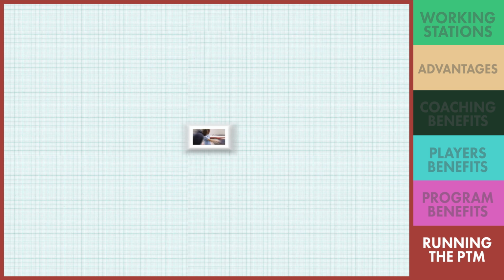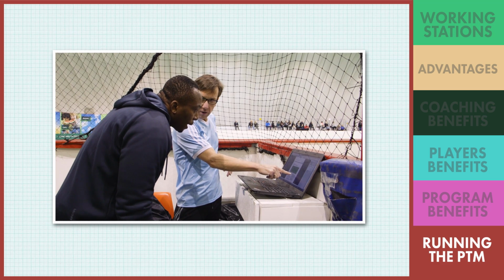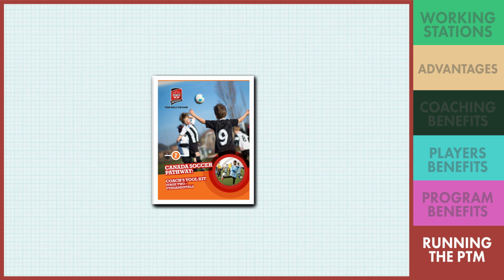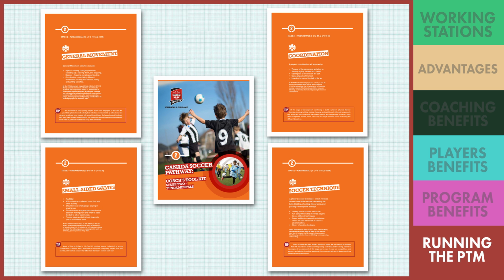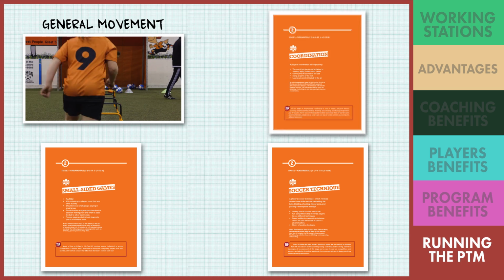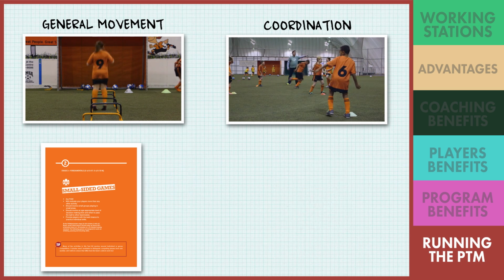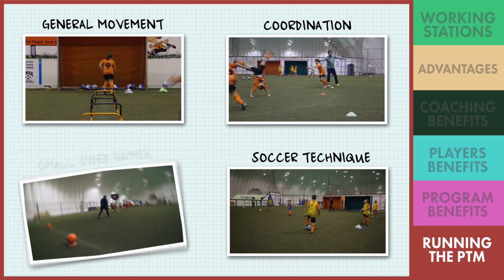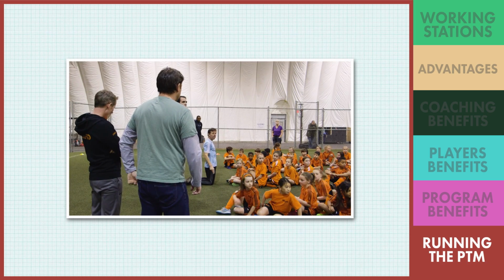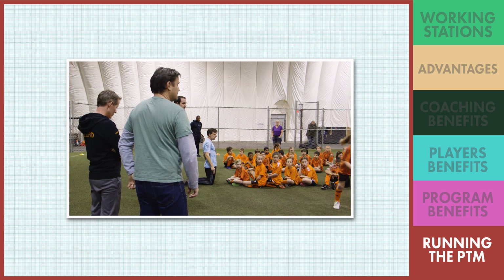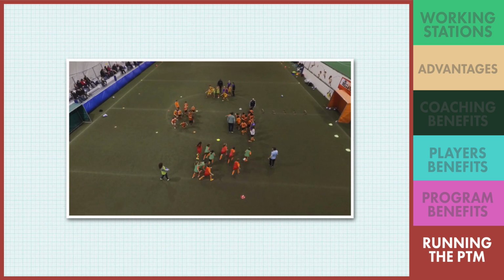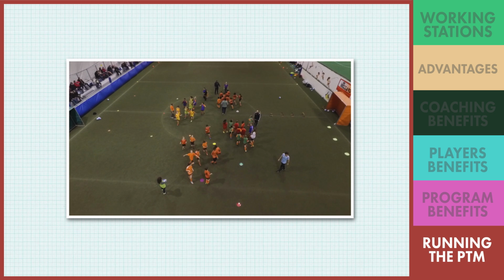Using this toolkit with the help of a local technical leader, parents and coaches will be able to easily create a training event using the many different activities that include the 4 training pillars of general movement, coordination, soccer technique, and small-sided games. As outlined previously, the player group is divided into smaller groups that are then allocated to a station before each group is rotated through the respective stations.